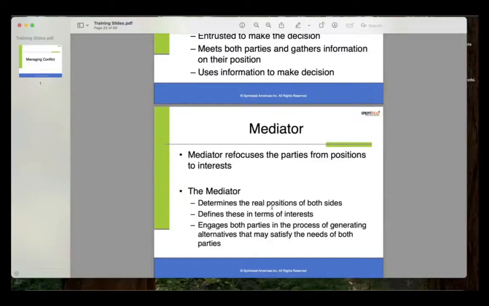Then, the interest: what is the focus of the conflict, what should be in focus of the innovation and resolution. Also, the mediator engages both parties in the process of generating alternatives that may satisfy the needs of both parties. So this is basically the role of the mediator.